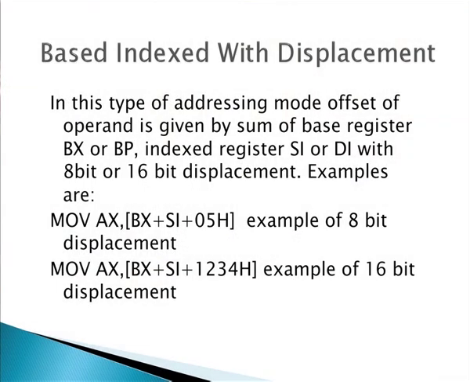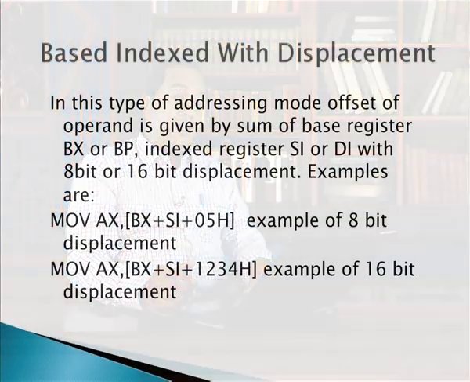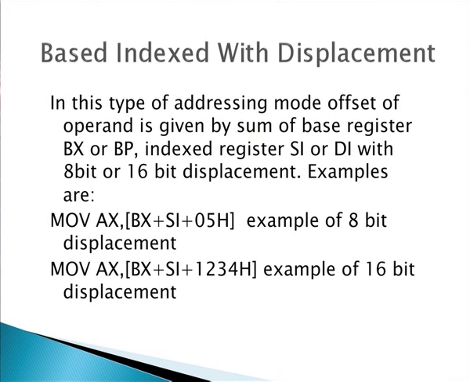Similarly, another example is MOV AX, [BX + SI + 1234H]. Now it is clearly an example of a 16-bit displacement. Here the offset will be calculated by adding the contents of BX with contents of SI plus a 16-bit displacement, that is 1234H. Now the data at the calculated offset is transferred to register AL and the contents of the next memory location will be transferred to register AH.